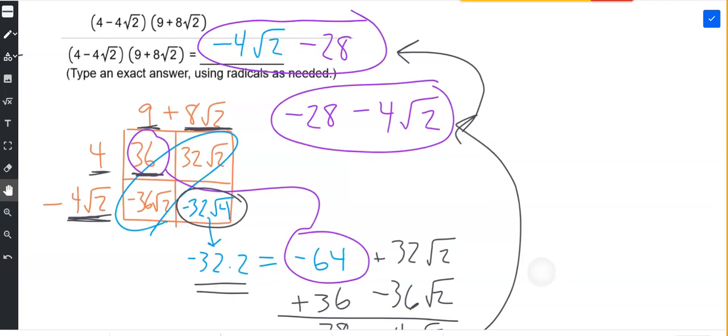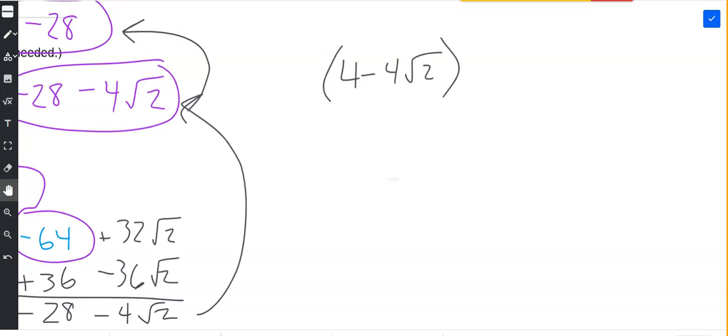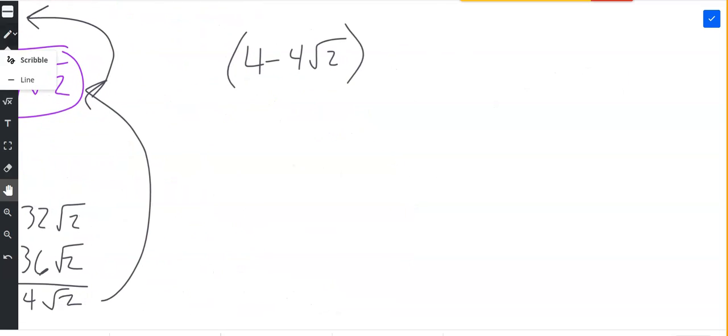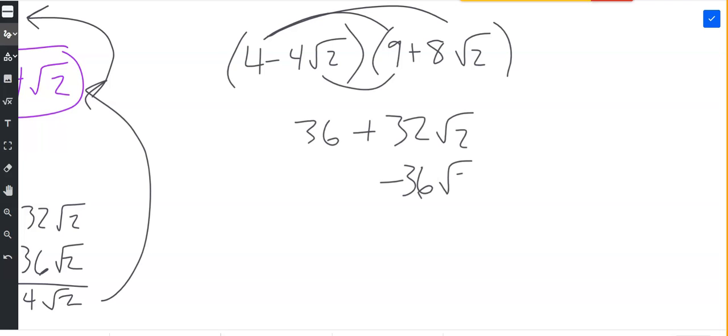You would rather, let's get this right, 4 minus 4 radical 2, 4 minus 4 radical 2, and make sure I get that right, 9 plus 8 radical 2, 9 plus 8 radical 2. You would rather see it done with this, 36, 32 radical 2, negative 36 radical 2, and then when you do that, all I'm doing is firsts, outsides, insides, lasts. That's all I'm doing. I'm just doing it kind of quickly. And then lastly, you would have this one right here would be negative 32 radical 4.